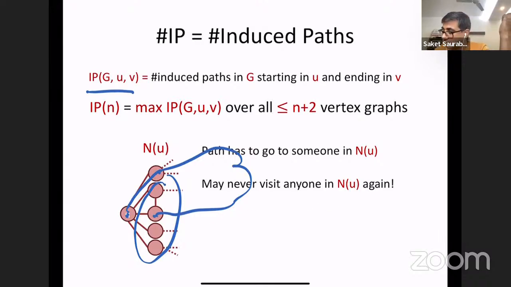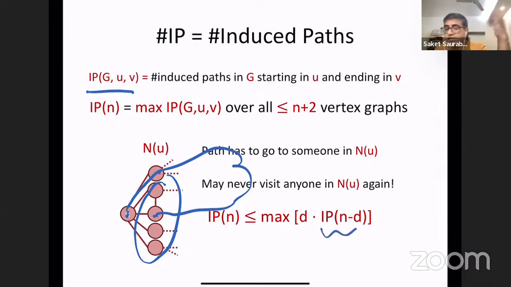So now we will use this property to upper bound the number of induced paths possible in any graph on n vertices. Again we have such a recurrence. What is IP of n? It is the maximum over D of IP of n minus D. I choose which vertex to start at. My induced path either contains this vertex and I forget all this, and in the remaining I find n minus D, or it contains that vertex. So I have D choices for the starting vertex, and given that choice, the problem reduces to n minus D.